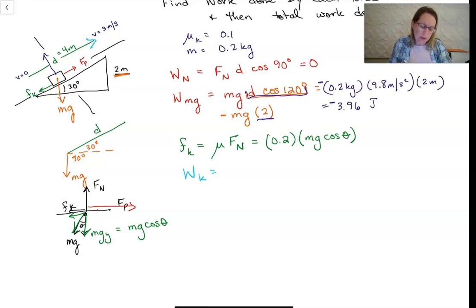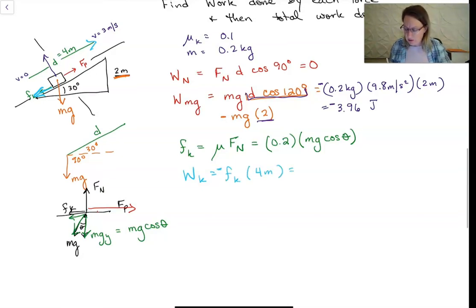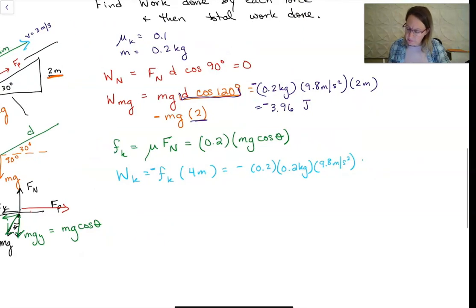So the work from friction, the displacement is up. It's in this direction. And the friction is down the incline. So this would be force of friction times the displacement of 4 meters, negative. So this is also negative work. So this is minus 0.2 times 0.2 kilograms times 9.8 meters per second squared times cosine of 30 degrees times 4 meters. That's a lot of terms, but it's again just putting something into your calculator.